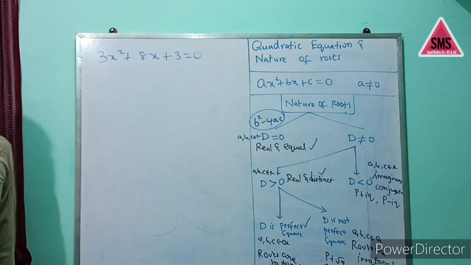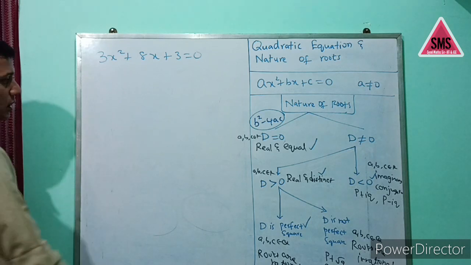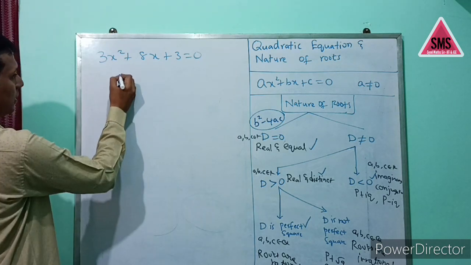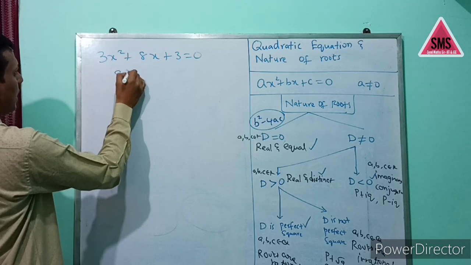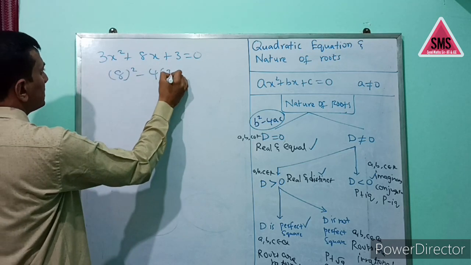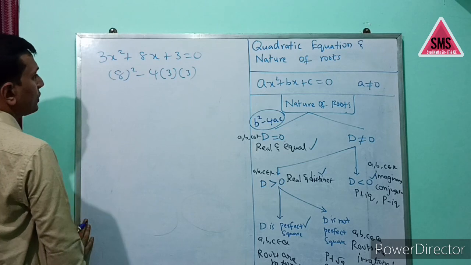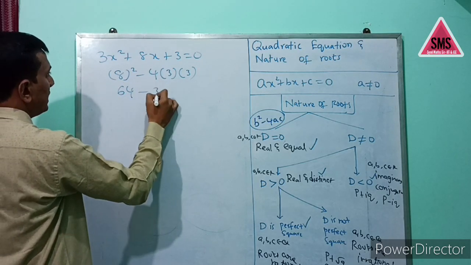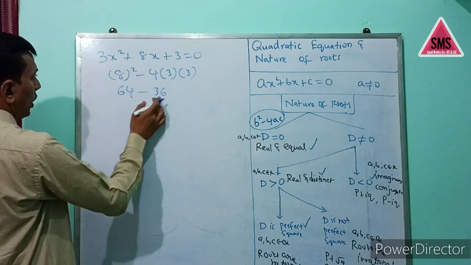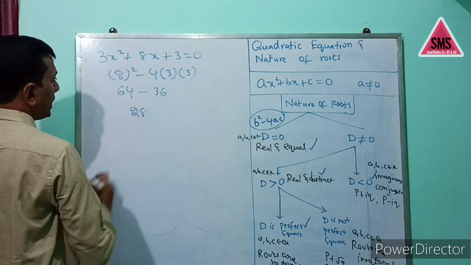Now check the discriminant. What is the discriminant? It should be less than 0 and not a perfect square. b squared minus 4ac: 8 squared is 64, 4 threes are 12, 12 threes are 36. So how much? You are going to get 28.